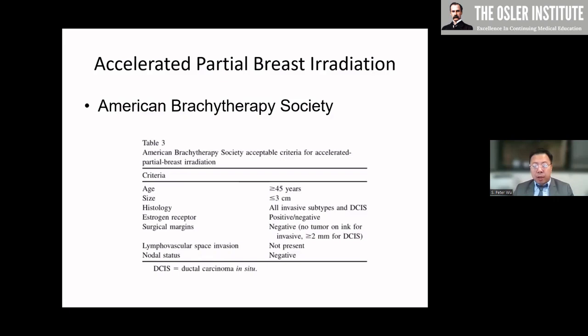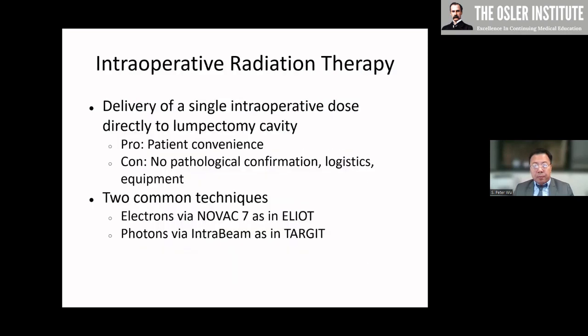Age greater than 45, less than 3 centimeters. Again, no LVI, and the histology is okay to do lobular apparently with brachy from the previous experience, but still have caution with regards to the lobular histologies in my opinion. And this is also a nice set of guidelines to know.